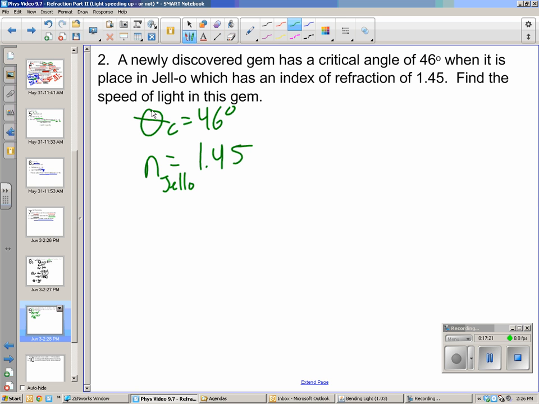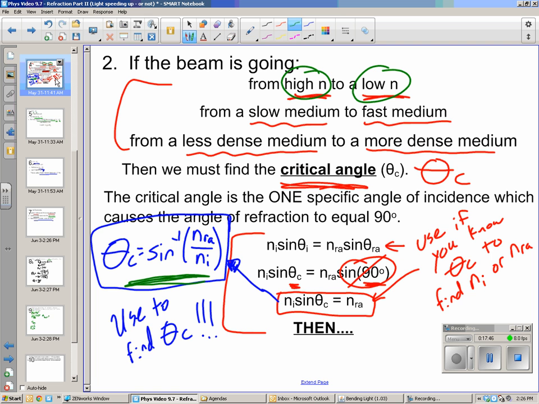So what we need to do is find the velocity of light in our mysterious new gem. All right. Now, remember, we learned that N equals C over V allows us to, if we know N, find V and vice versa. So to find the velocity of light, we're going to need to know N for our gem. Okay? And here in red, I told you, if you know the critical angle, then use this equation. So that is what I'm going to do. So here we go.